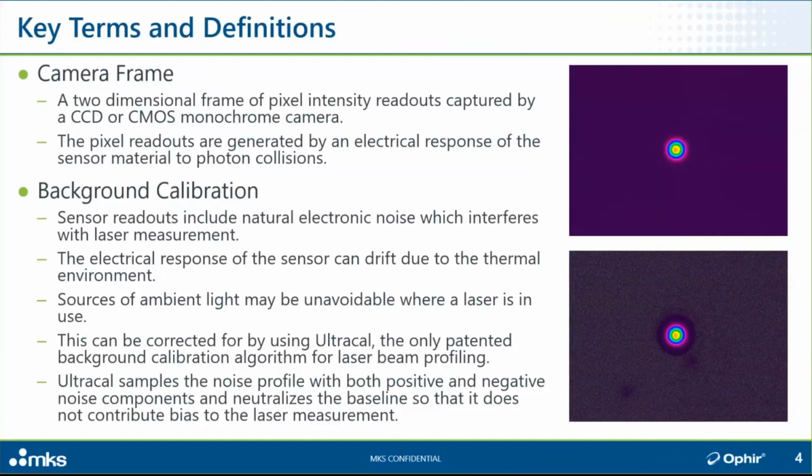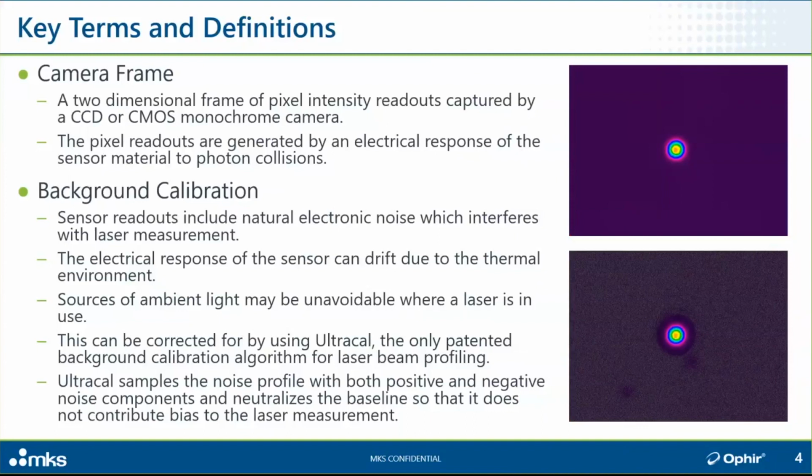Pixel readouts are generated by the electrical response of the sensor material. In this case, predominantly silicon, but there are other camera types as well. Background calibration we're going to talk about a lot. Background calibration is pretty critical to getting accurate beam profiling results. The reason is because the sensor readouts actually have natural electronic noise profiles which directly interfere with laser measurement. The electrical response of the sensor material can also change depending on the thermal environment. If it's hotter or cooler, then that electrical response changes.